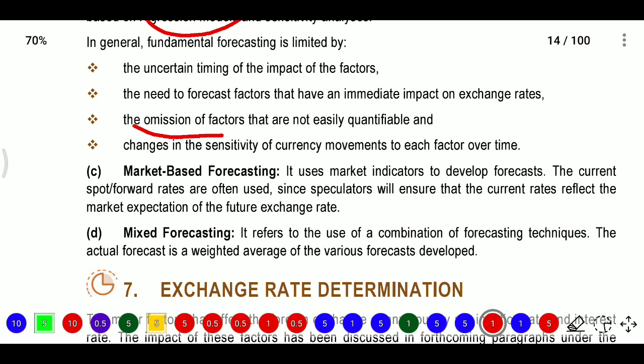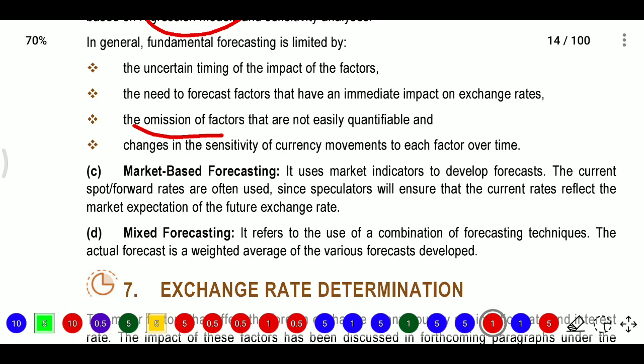And after that, mixed forecasting. Here it refers to the use of a combination of forecasting techniques. The actual forecast is a weighted average of various forecasts. So here they may use two or three weighted forecasts. So why exchange rate forecasting? To take the proper decision. For proper decision we need to do the exchange rate forecasting.